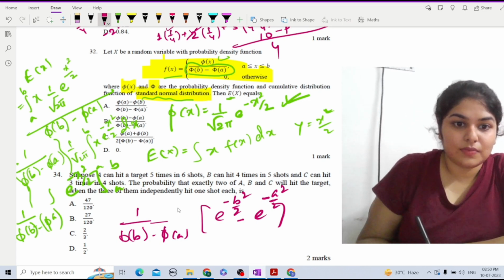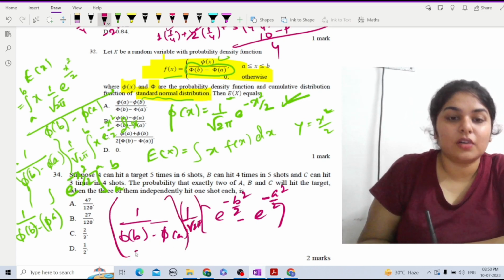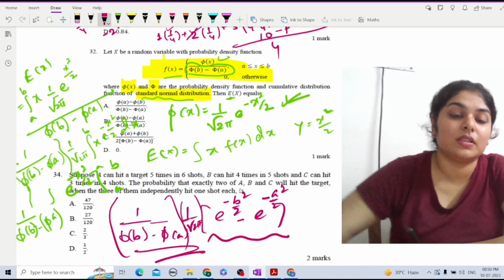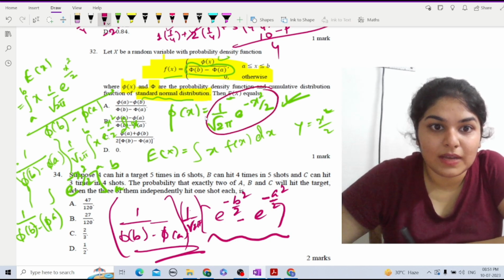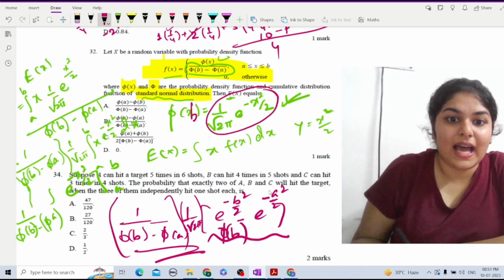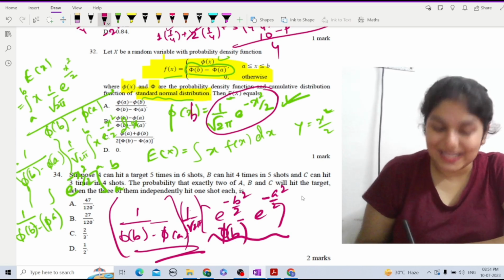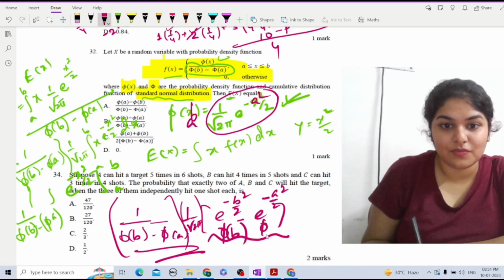very evident from here. Yes, we have 1 by root 2 pi here. These were the constant terms, and after integrating we have got this. Now as you can see, 1 by root 2 pi e to the power minus b square by 2 means what? If this is the value of 5b, so I can write this down as 5b, and this is 1 by root 2 pi e to the power minus a square by 2, that means this is 5a, so this will become a square by 2, so this is 5a.